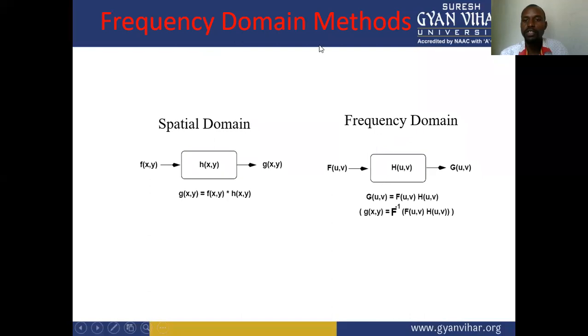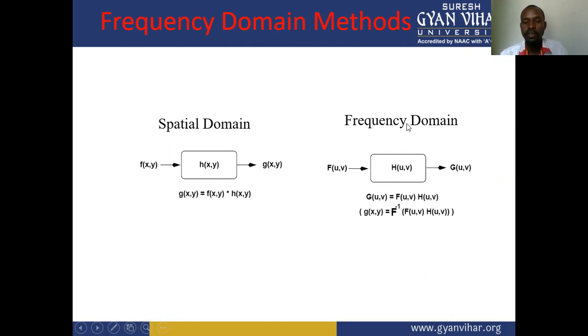We have the frequency domain methods. When we want to derive these frequency domain methods, we start from the spatial domain. Spatial domain means that our image is in the form of coordinates, okay? So f(x,y) represents our input image, and h(x,y) is the transfer function that we are applying. This transfer function is combined with the input image, and it will generate the output image. This output image is in the form of a spatial domain.